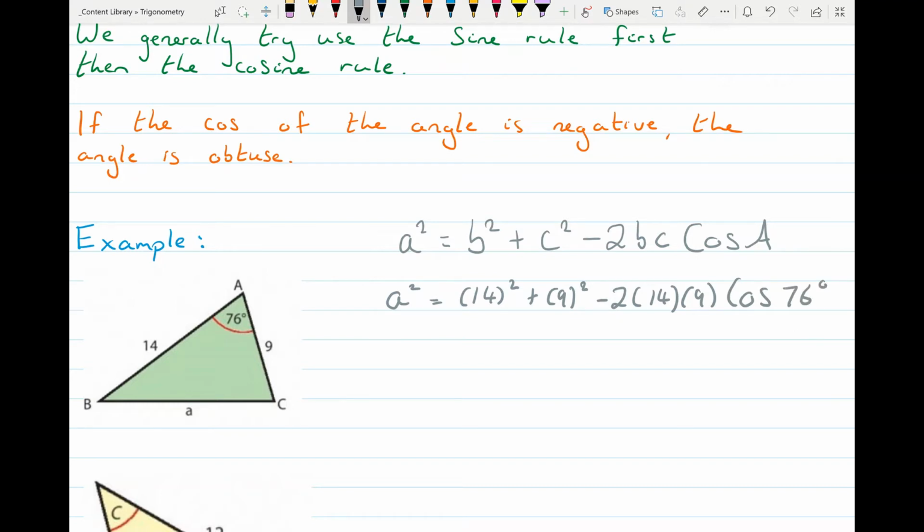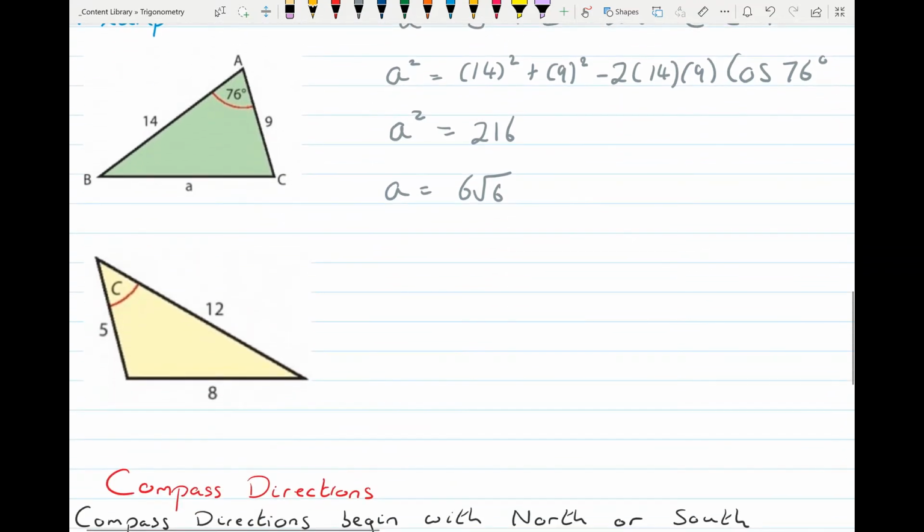All of this can go into the calculator. We'll get a squared equals 216. a equals the square root of 216, which comes out to be 6 root 6, and as a decimal that's 14.696, but you can probably leave it in surd form because it's more accurate. So that's finding an unknown side length. Calculator does a lot of that work. Or we can have to find an angle.